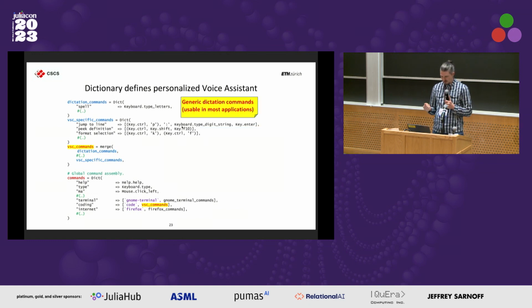And then on the top, you see some generic dictation commands, which will be usable in most applications, not only in VS Code, for example. This means, just like we define here commands for VS Code, we'll define commands for the terminal, for internet, for anything. We will use specific commands plus generic commands.